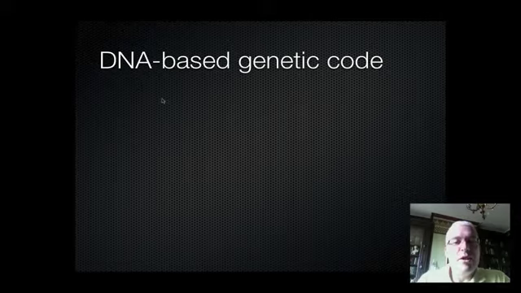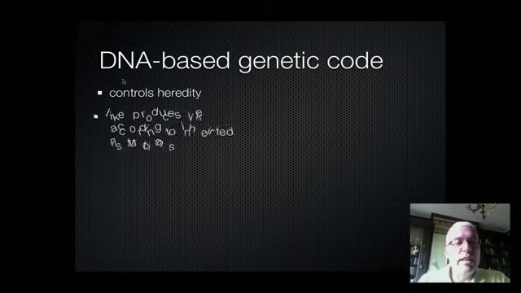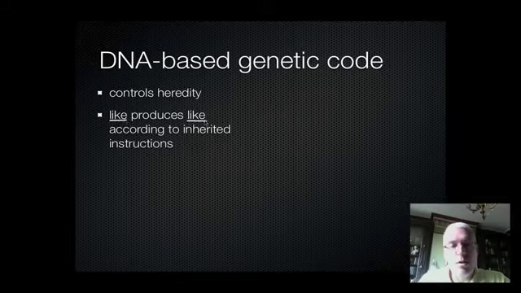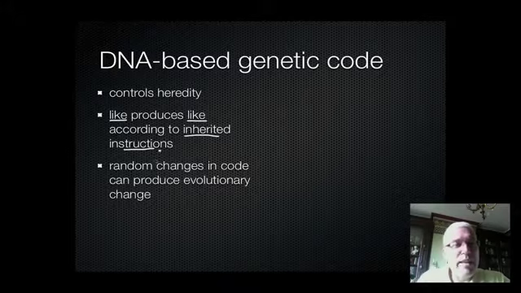All living things have a genetic code that's based on a molecule called DNA, and DNA controls our heredity. That means that the part of you that you get to pass into the future is stored in a chemical called DNA. And that means that your DNA, which is human, is going to produce human offspring, like producing like. And it's these inherited instructions that make this possible. Now, the process of copying DNA isn't perfect, and sometimes you get random changes in the copying process, or mutations, that can produce evolutionary change over time.